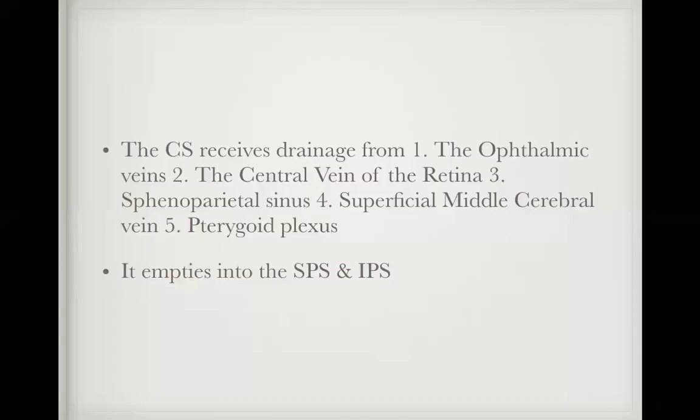Okay. Now the cavernous sinus receives drainage from the ophthalmic veins, both superior and inferior, the central vein of the retina, the sphenoparietal sinus, the superficial middle cerebral vein, which gives us a good connection with the superior sagittal sinus, and then the pterygoid plexus. And it empties into the superior and inferior petrosal sinuses, and from there to the internal jugular vein. Okay.